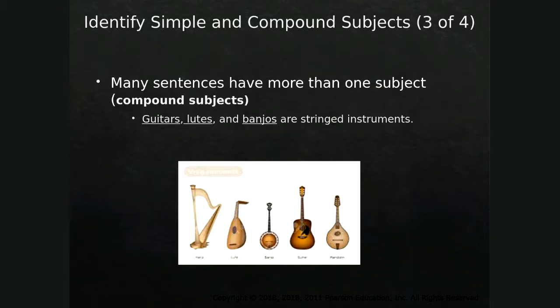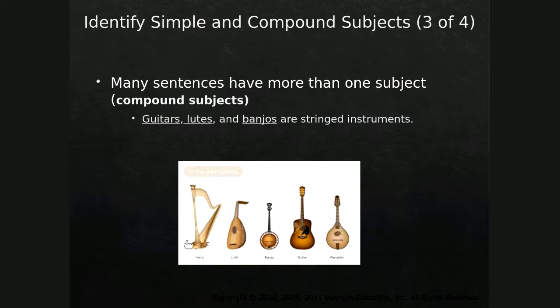In your book it talks about simple and compound subjects. For me, it's not really very important that you recognize the words simple and compound. You don't need to get confused with those words. Basically, simple will just mean one, and compound means more than one. So look at this example. Guitars, lutes, and banjos are stringed instruments.